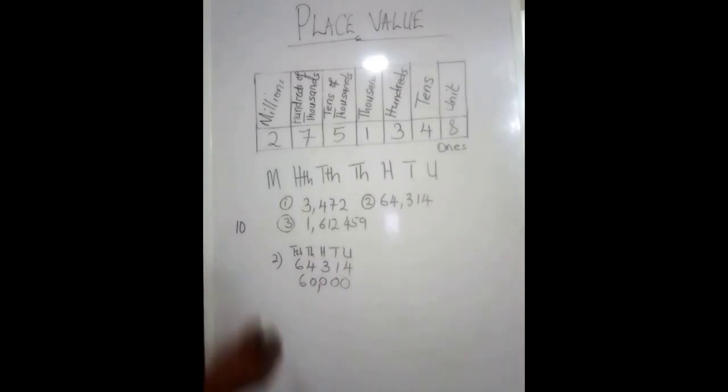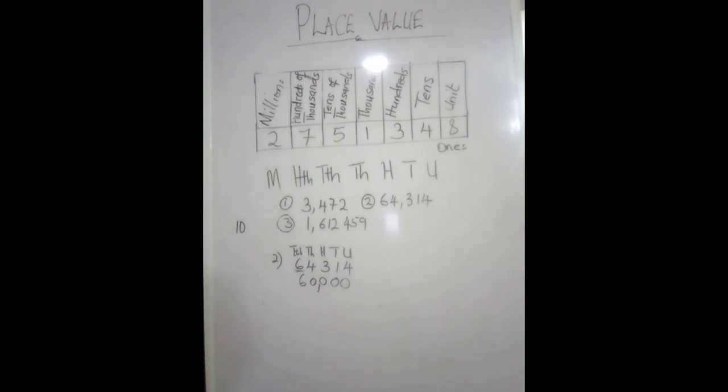But if you are asked what is the actual value of the digit 6, it is 60,000. That's the actual value. But the place value is 6 tens of thousands. The place value of 4 is 4,000. So the actual value of this digit 4 here is 4,000. But the place value is 4,000.